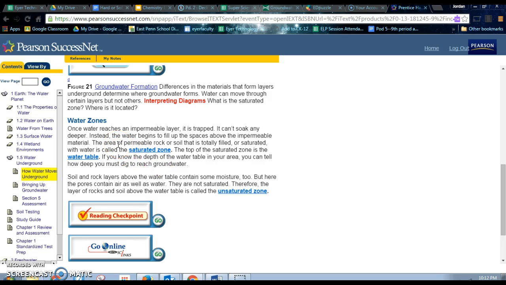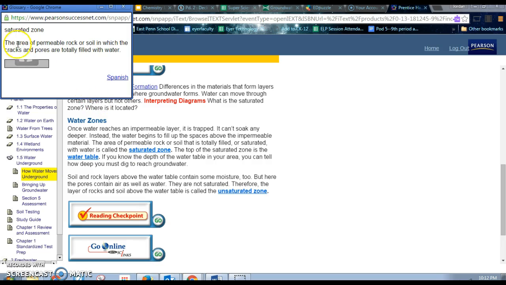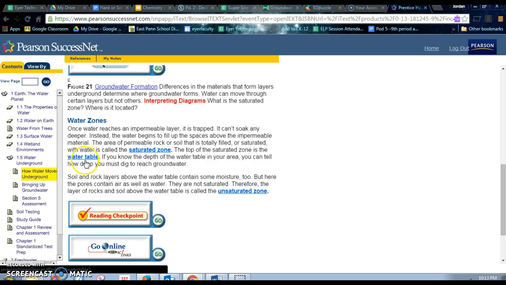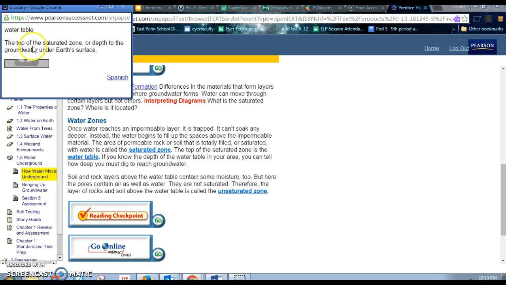The top of the saturated zone is the water table. If you know the depth of the water table in your area, you can tell how deep you must dig to reach the groundwater. So let's click on these vocab words so you have a good definition. Again, the saturated zone is the area of permeable rock or soil in which the cracks or pores are totally filled with water. Again, permeable means lets water through. And then we have the water table, and this is the top of the saturated zone, or depth to the groundwater under the surface.